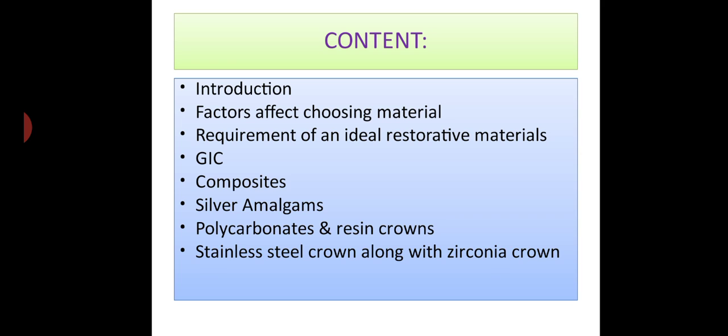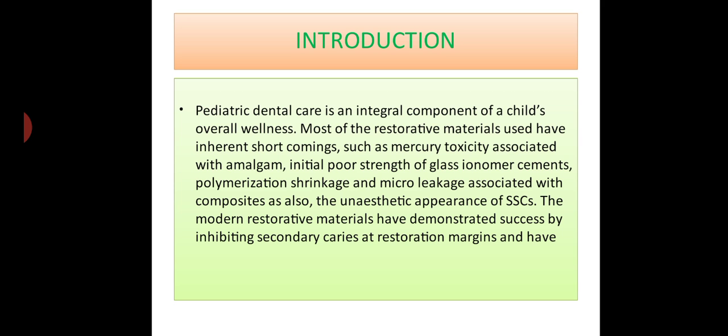This topic includes introduction, factors affecting choosing material, requirement of an ideal restorative material, GIC, composite, silver amalgams, polycarbonate and resin crowns, stainless steel crown along with zirconia crown. In this part 1, I will discuss only GIC, composite, silver amalgam and polycarbonate and resin crowns. Stainless steel crown along with zirconia crown will be discussed by Dr. Herajit in part 2. Now come to the introduction.